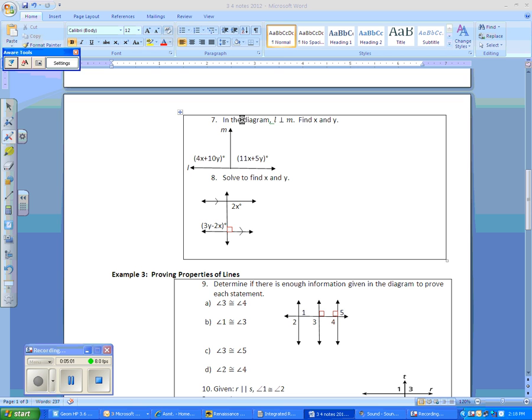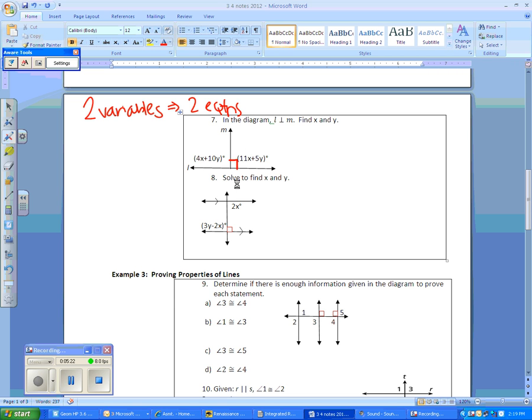Okay, number 7, it says in the diagram L is perpendicular to M. So that means that this line meets this line at a 90-degree angle. It says find x and y. So again, this is a hard one because we have two variables. Remember, we did this in class one day: when we have two variables, that means we need to have two equations. You cannot solve if you don't have two equations.